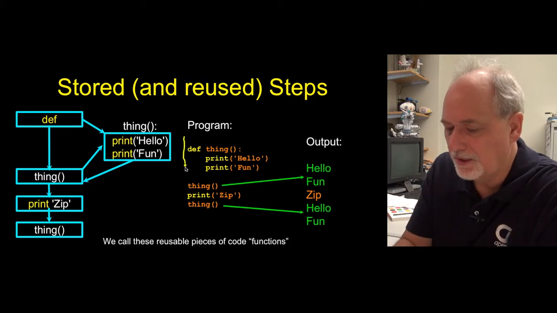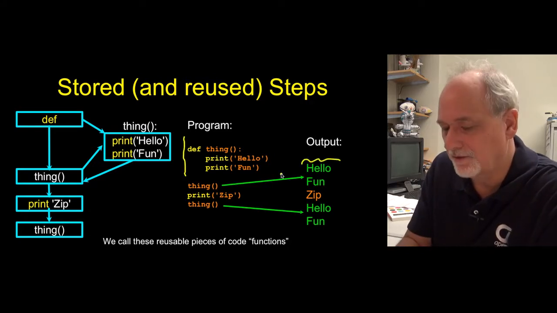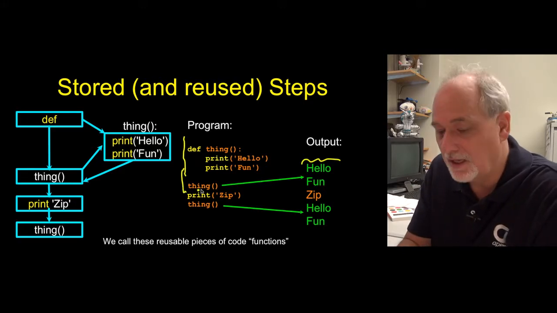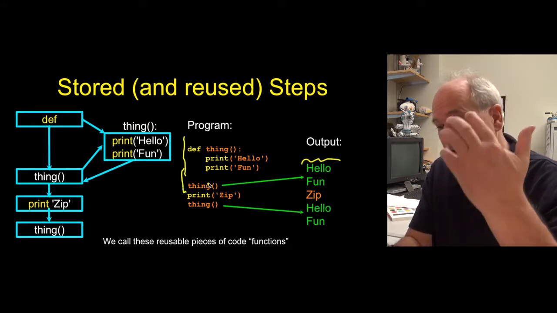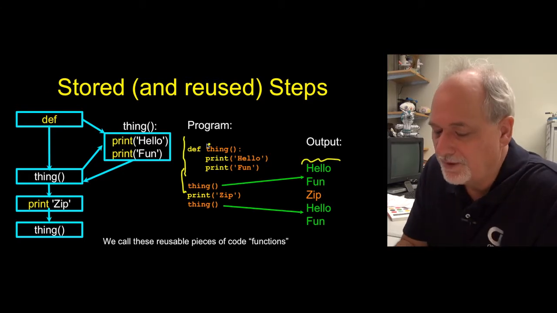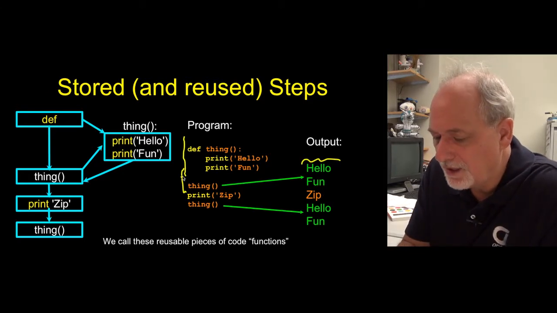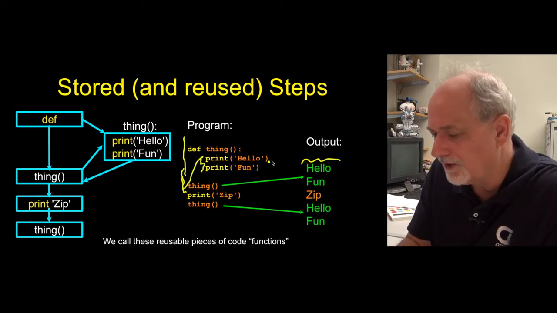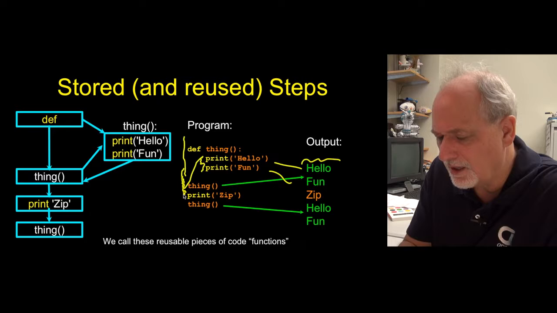So this doesn't do anything. There's no output from that stuff right there. But then what happens is you invoke it. And this thing looks like it's part of Python, but you in effect have extended Python with your def statement. So when it sees thing, it goes up and runs your code. And out comes hello fun. And then it comes back and goes to the next line, does print, so print comes out.